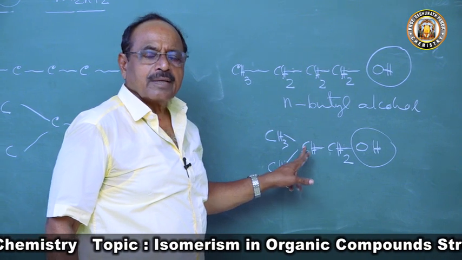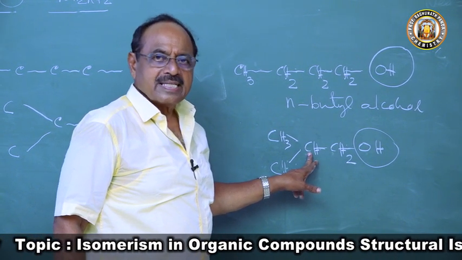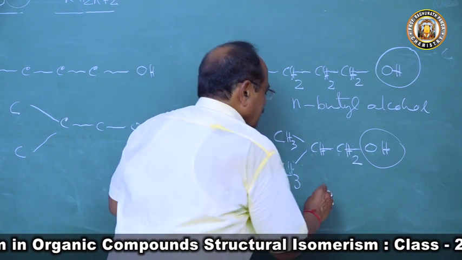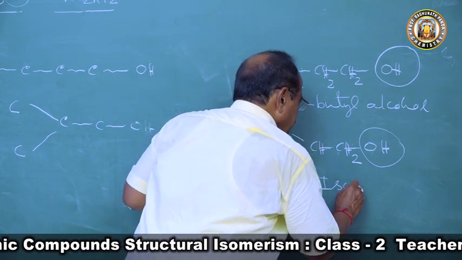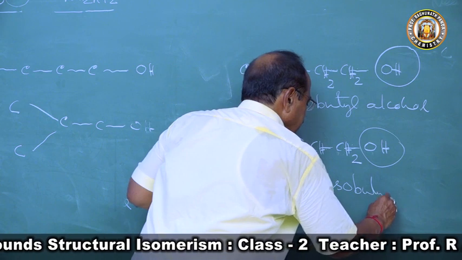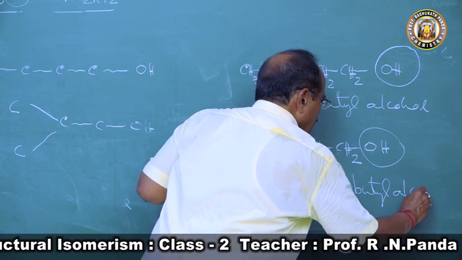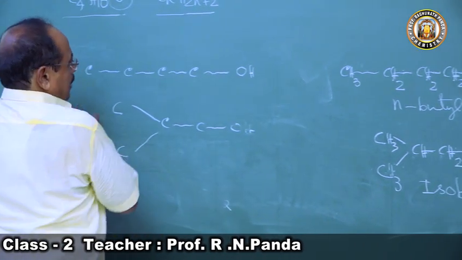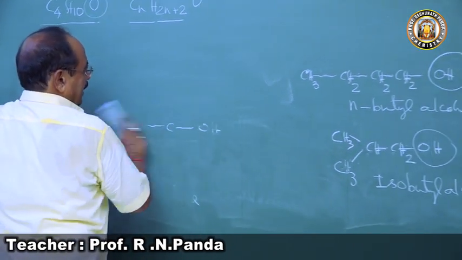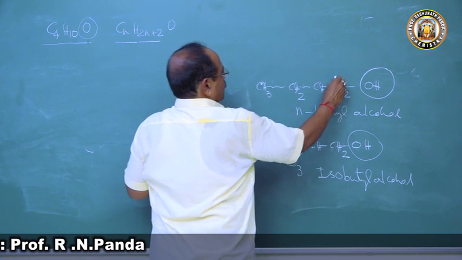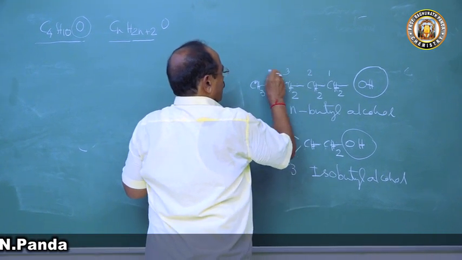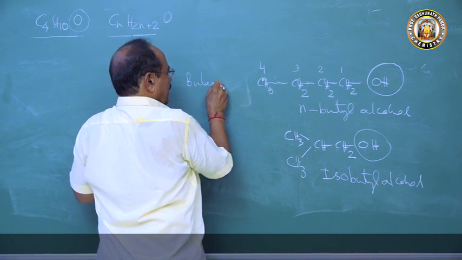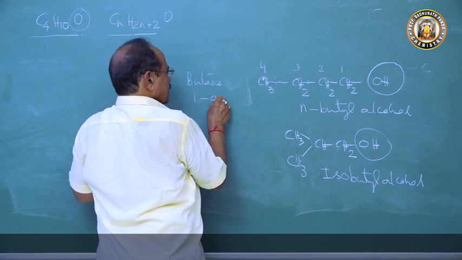Why iso chain? Because this carbon atom is bonded with 2 equal groups. So this is isobutyl alcohol. Now if you write the IUPAC name of this first one, we can write the IUPAC name. 1, 2, 3, 4. 4 carbon atoms are there. It's a derivative of butane. At one carbon atom there is OL.